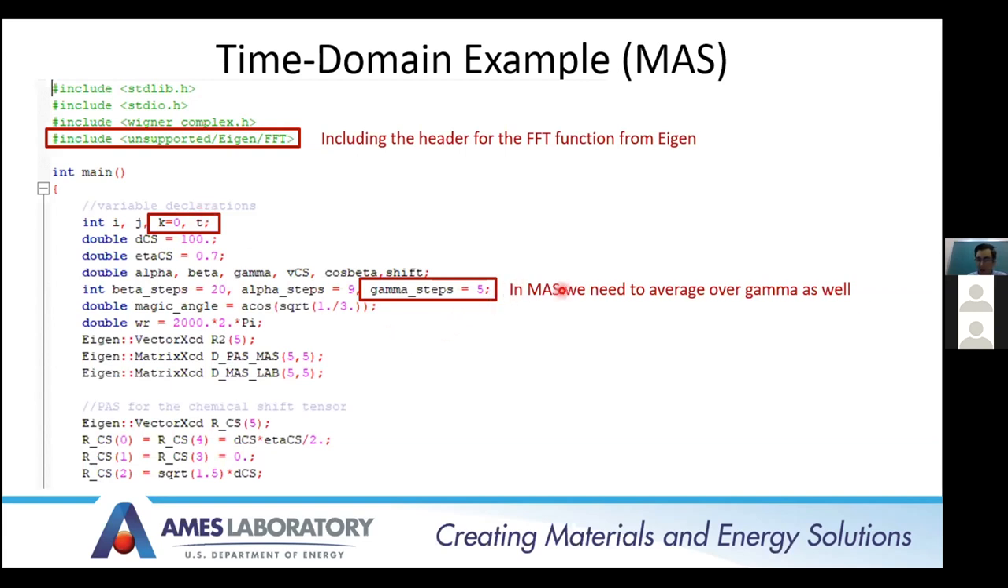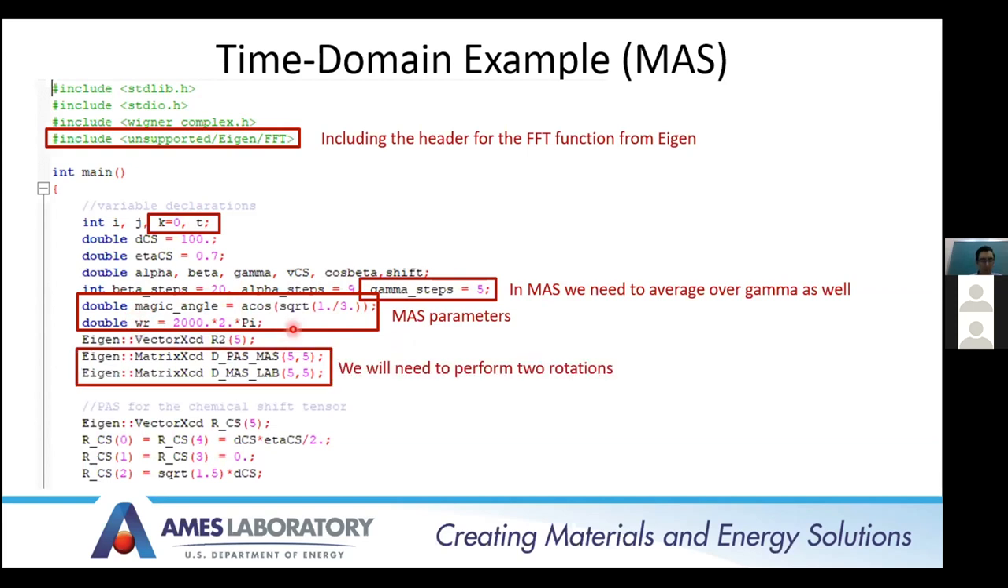Because we're doing magic angle spinning, as mentioned in response to an earlier question, we also need to average over gamma. So I included this gamma steps integer here. And there are parameters that are needed to do magic angle spinning. So I calculate the magic angle and define the spinning frequency, WR for omega R. Because we're doing MAS, we need to do two sequential rotations. So I define two Wigner rotation matrices, to go from the principal axis frame to the rotor frame, and then from the rotor frame to the lab frame.